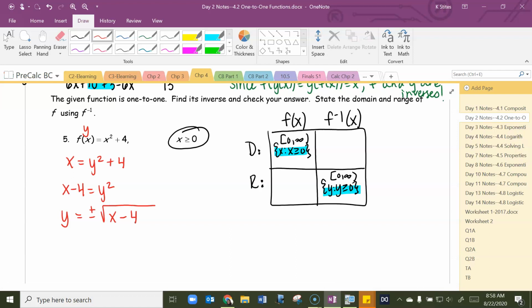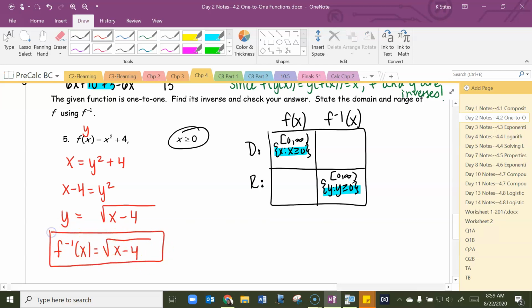However, let's look back at our domain here. We were told that the domain of our original function was greater than or equal to 0, which meant that our range for the inverse is greater than or equal to 0. See, we wrote it right here. Y has to be greater than or equal to 0. So that means that we do not need the plus or minus. This has to be positive. Change this back to an f inverse. Okay, so now this is our inverse.